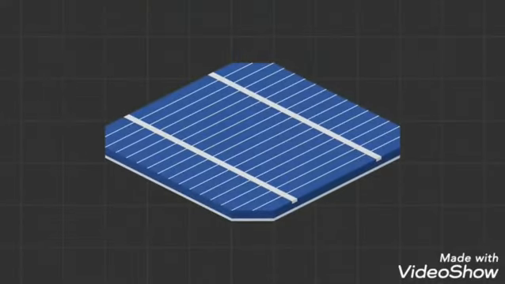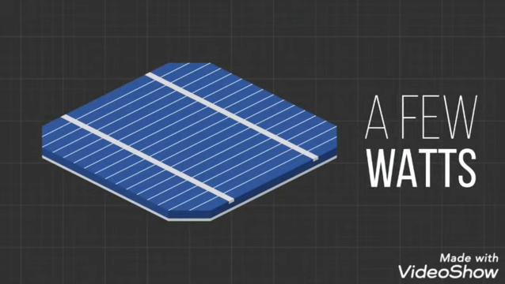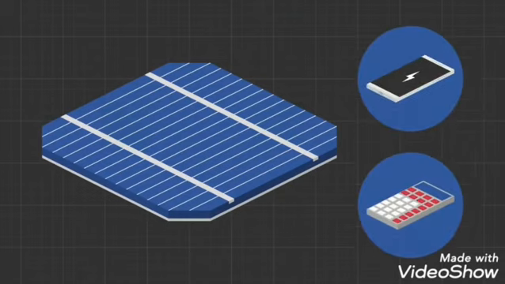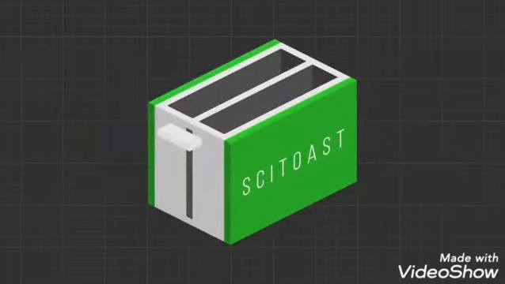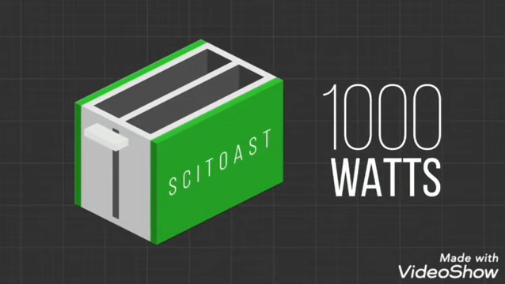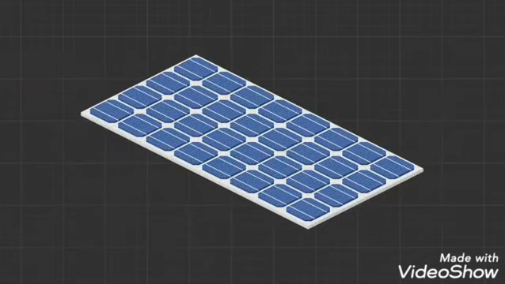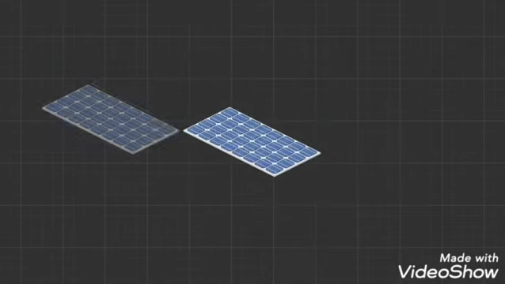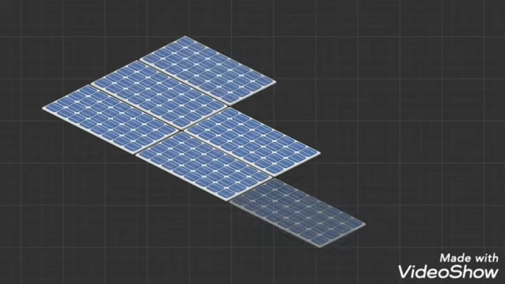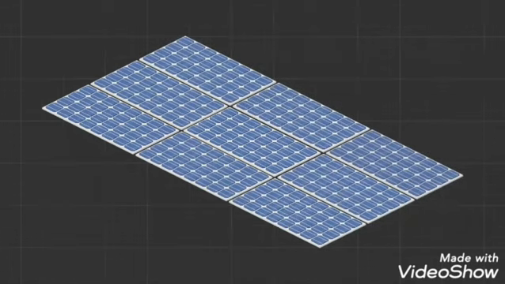One solar cell produces several watts of power. This may be sufficient for running a calculator or a phone charger, but it's not sufficient for running a toaster, for example, which uses 1,000 watts. So, several solar cells, typically 32, are wired together to make a solar panel. Several solar panels are needed to generate enough electricity to power a household.